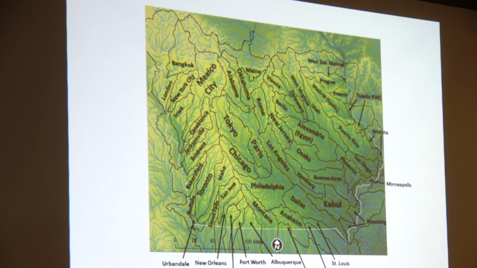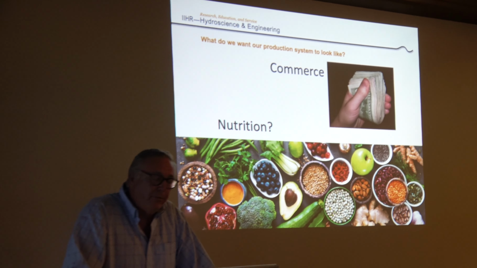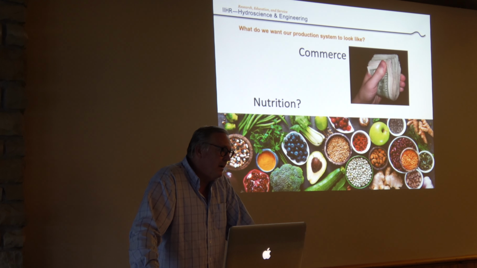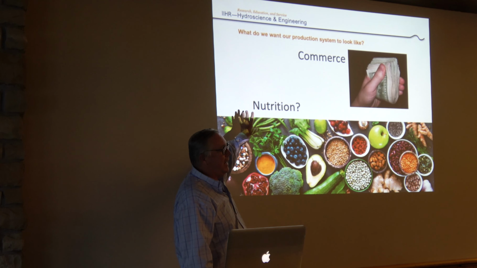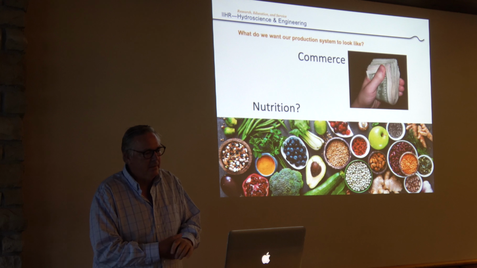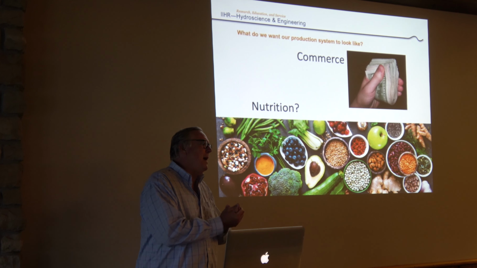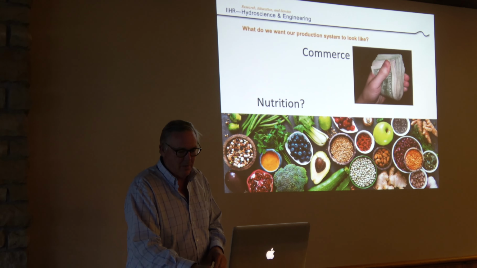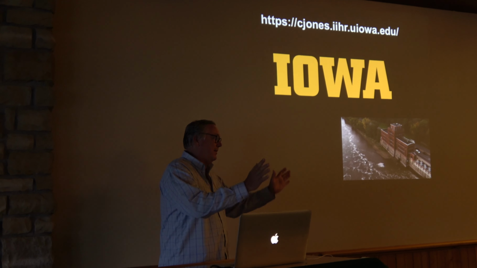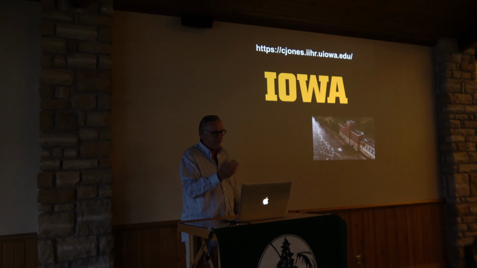And so as we move forward, right now we have a system designed around commerce. The system we have is designed to maximize the amount of money that a few people in Iowa can make. Will we ever design a system around human nutrition? Okay? That's what we need to do. If we can do that, maybe we can get the environmental outcomes that we want. And so thank you for inviting me to speak, and that's all I have.